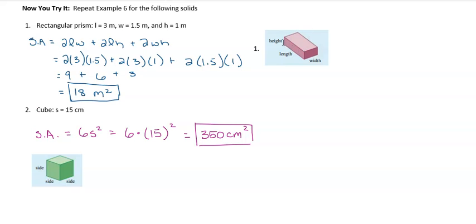A rectangular prism, you've got to remember that we've got to look at every single face, and a prism like this has 6 sides. So we've got the 2 ends that are length times width, the 2 ends that are length times height, and the 2 ends that are width times height. So you've got to do each one of those, so 2 times each of those faces, and you get 18 meters squared. A cube, you don't have to do all that work. You just have to do one side and then multiply it times 6. So remember, it's like a die, it's got 6 sides, and so you're going to take the area of the face, which is side squared, and then take it times 6. So this one is 350 centimeters squared.